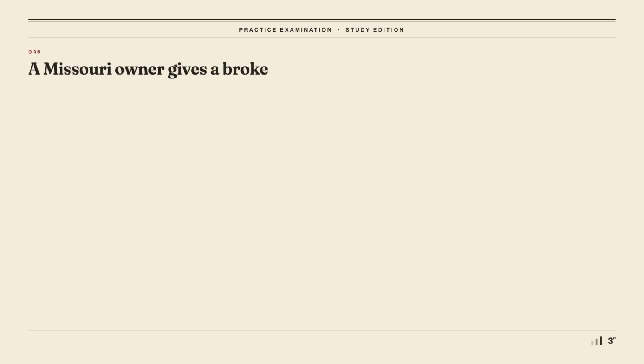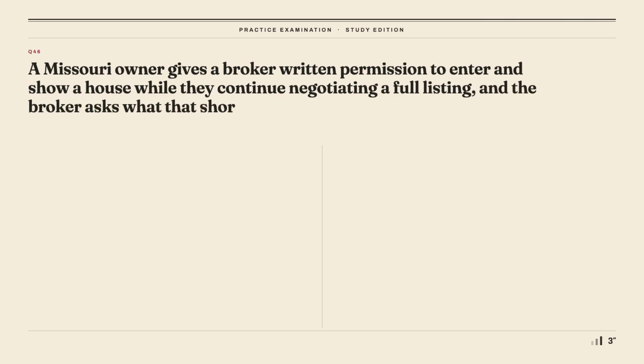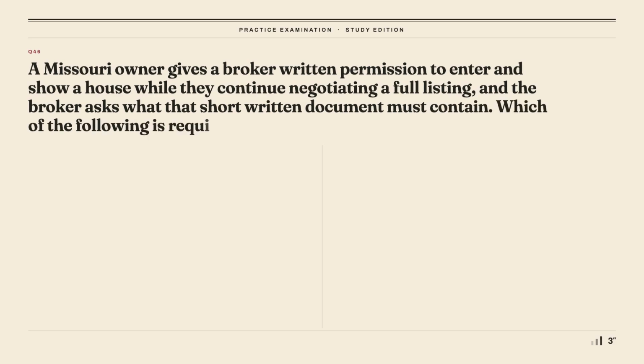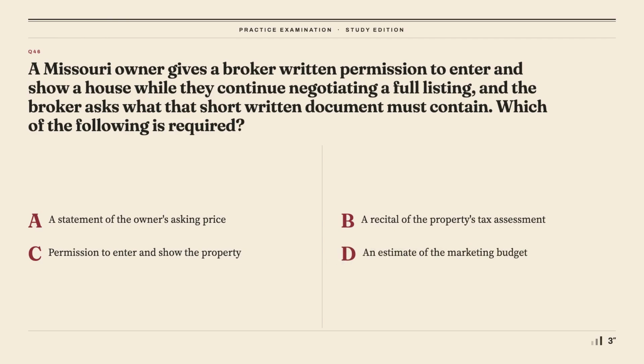Question 46. A Missouri owner gives a broker written permission to enter and show a house while they continue negotiating a full listing, and the broker asks what that short written document must contain. Which of the following is required? A. A statement of the owner's asking price. B. A recital of the property's tax assessment. C. Permission to enter and show the property. D. An estimate of the marketing budget.